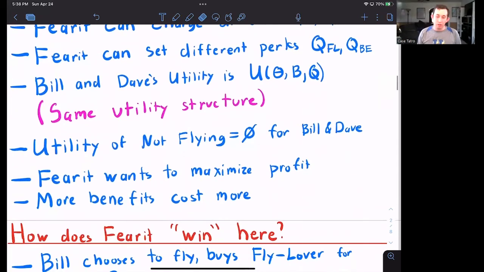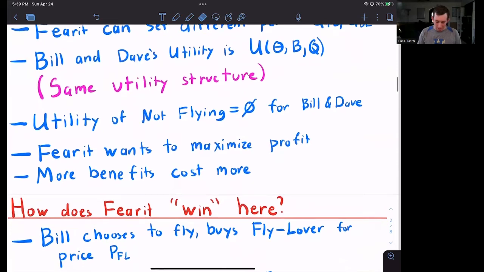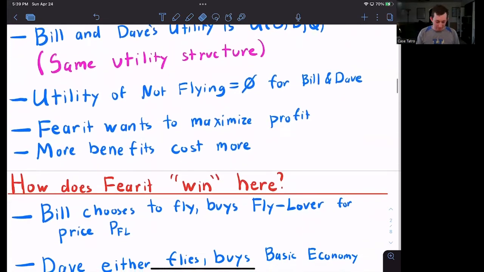Now, let's think about how Ferret wants to win. So we're going to pretend that we are Ferret Airlines and we're trying to maximize our profit. What are we going to do? How do we think that we've won? Well, Bill is going to choose to fly. Bill loves flying. We want Bill to fly because he's probably willing to pay more for a ticket. He's going to buy that fly levers ticket, and that's what we want him to do. He's going to pay the price of the fly levers ticket.